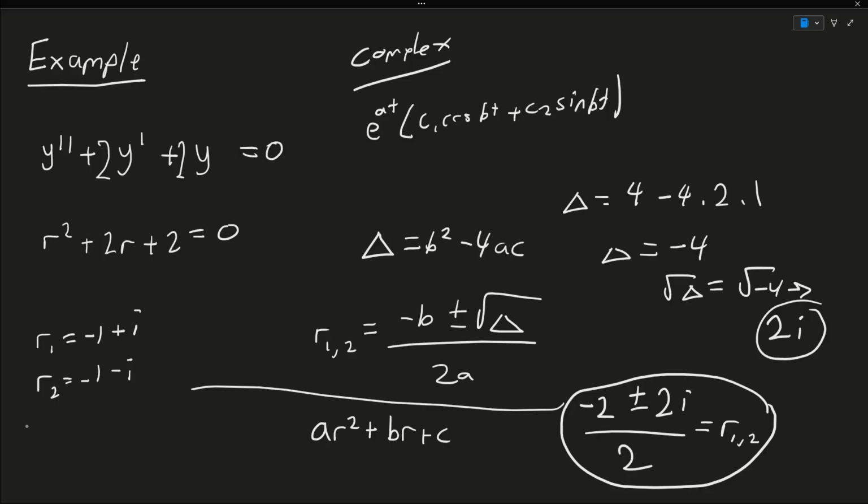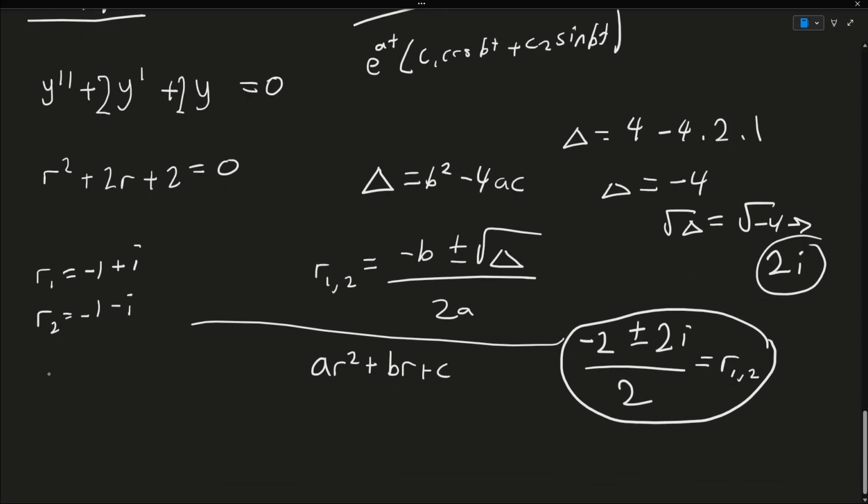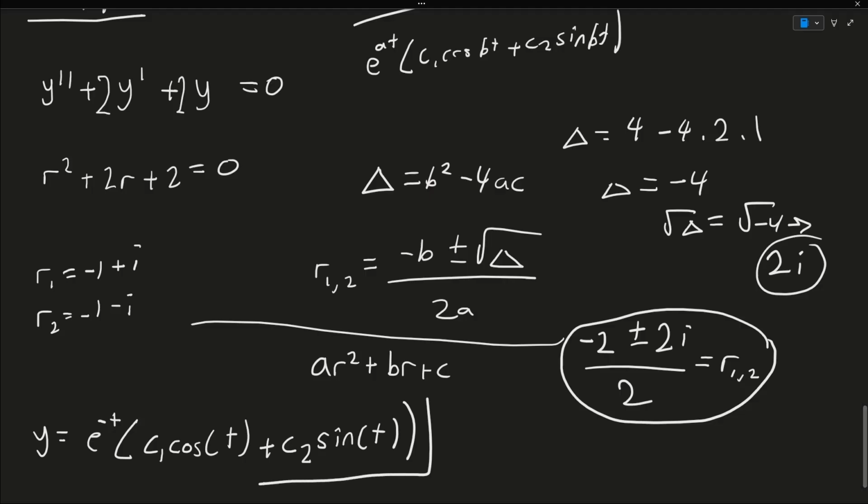So our solution for this differential equation will become y equals e to the real part, negative 1 times t, or negative t, multiplied by c1 cosine of t, because the constant in front of i is just 1, so you're going to have cosine of t plus c2 sine of t for this differential equation.